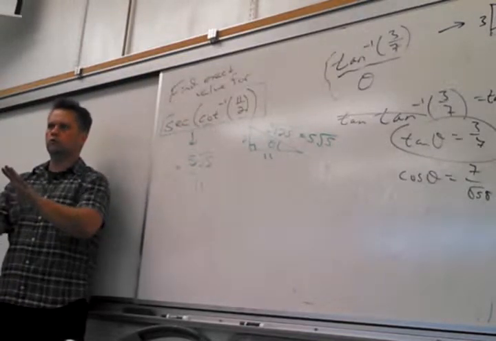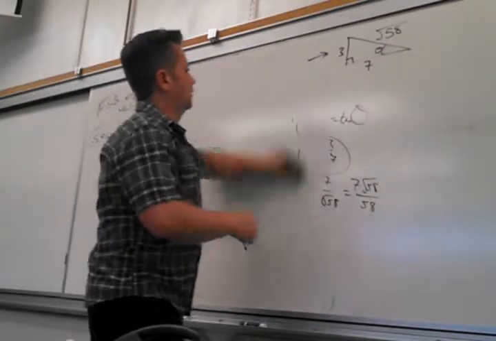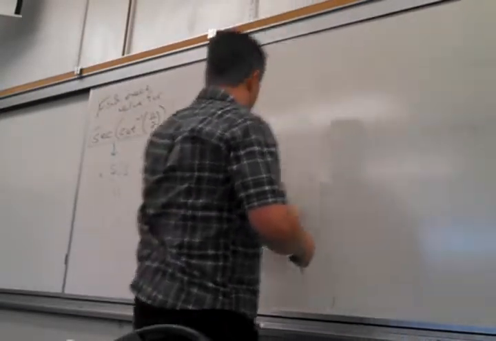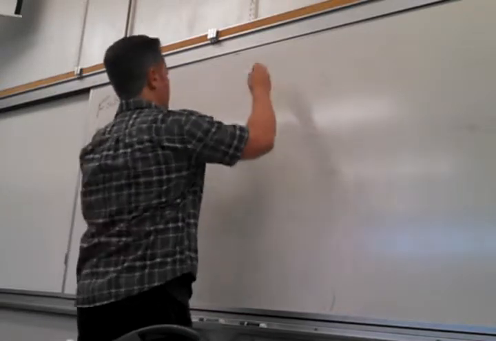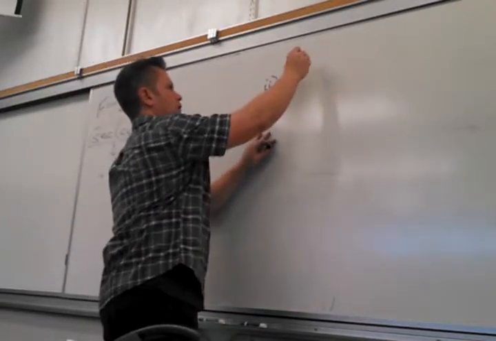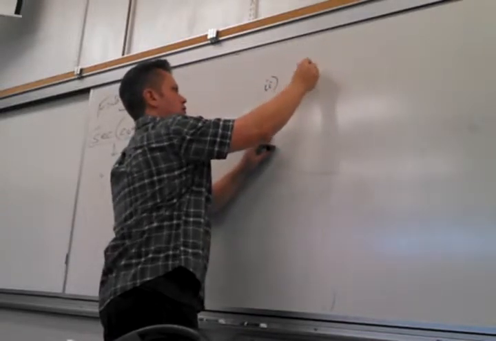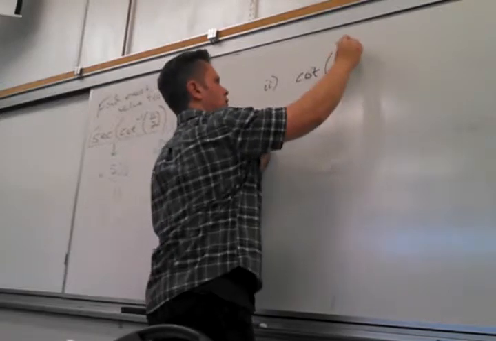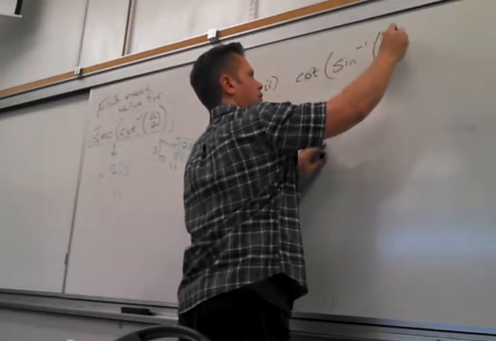So what if I gave you this here? Let's go to the next level. Find the exact value for... what you got, Jeff? Cotangent of the inverse sine of x over x plus 5.